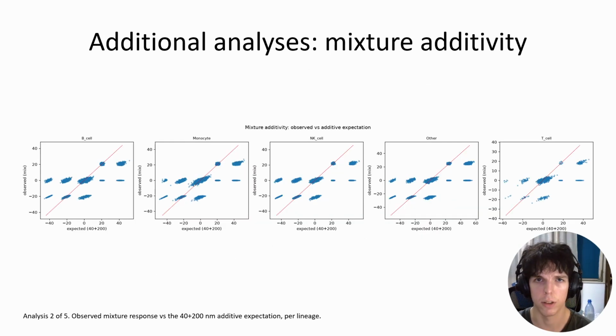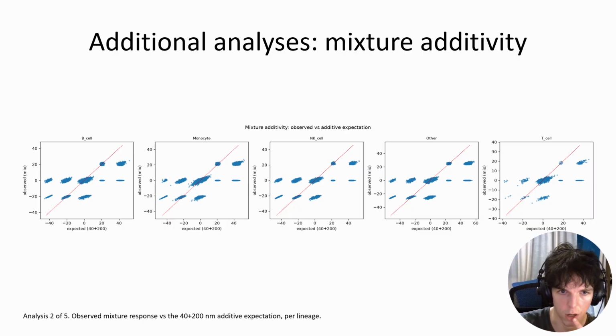The second analysis is a direct test of whether the mixture is just 40 plus 200 added together. 1 scatter per cell type, each dot a gene. Left to right is what I predict if the mixture were the two sizes summed up. Bottom to top is what it actually did. And the red diagonal is where the prediction would be perfect. So if every gene sat on that line, the mixture would be boringly additive, but in the monocyte panel we can see clear blobs of genes off the line. Genes in the mixture switched off or on that you would never predict from the single sizes. So that off-the-line behavior is exactly the emergent non-additive effect.